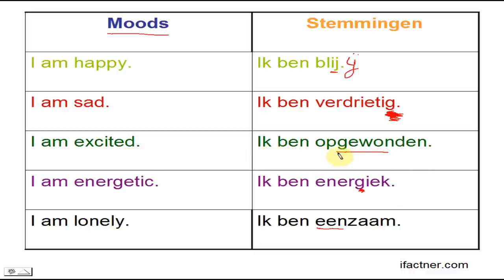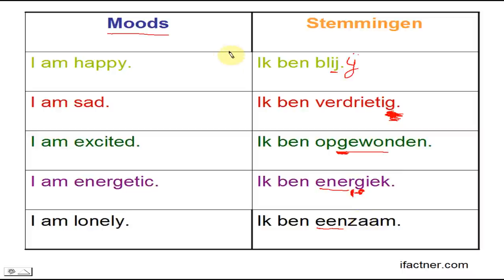I am excited. Ik ben opgewonden. Because now it's starting with G, we are saying opgewonden. I am energetic. Yes, it's energiek. Because the second part of the word is starting with G, it's G. Ik ben energiek. I am lonely. Yes, ik ben eenzaam.